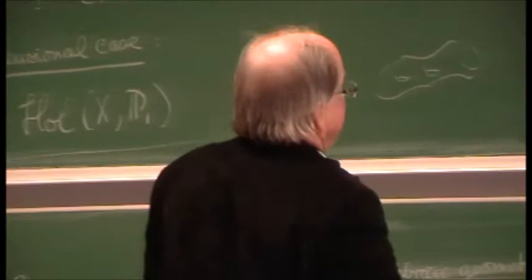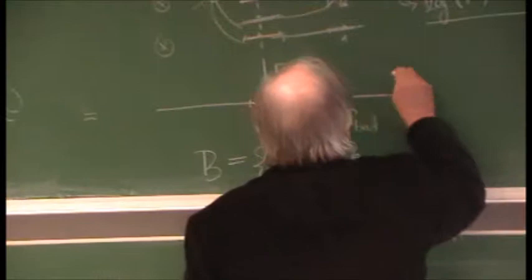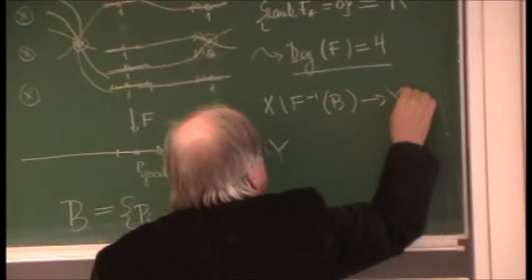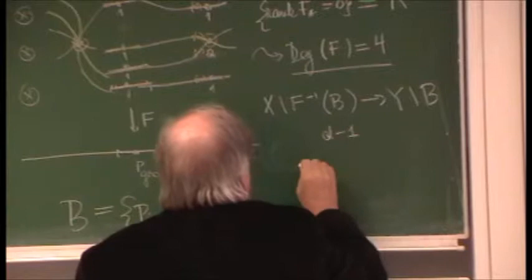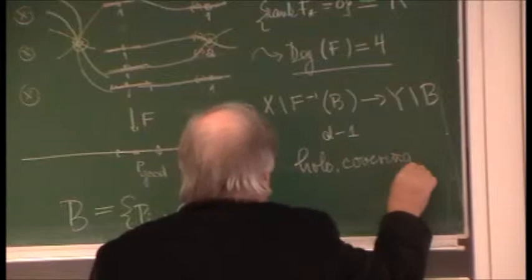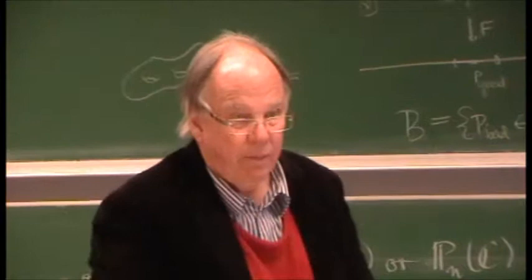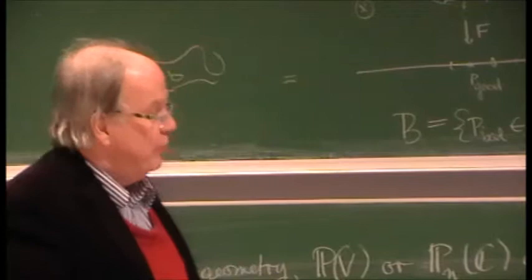So now, what it states is, if this map is called F, and you look at the mapping from X minus F inverse of the branching set to Y minus the branching set, it is a D to 1 holomorphic covering mapping. It is not necessarily Galois. What is D? D is the degree, in this case 4. You just go to a generic point and count how many points are in the fiber above it. So you can check that.